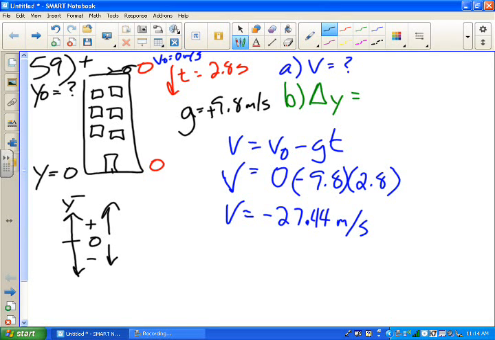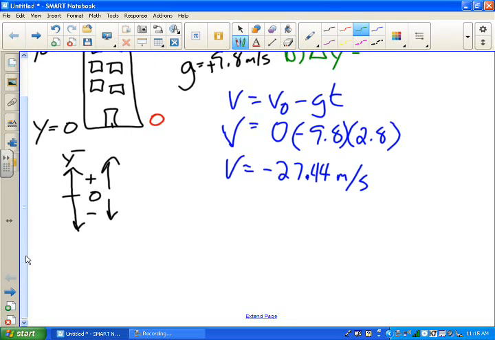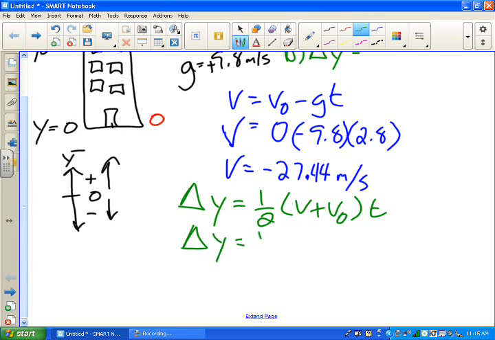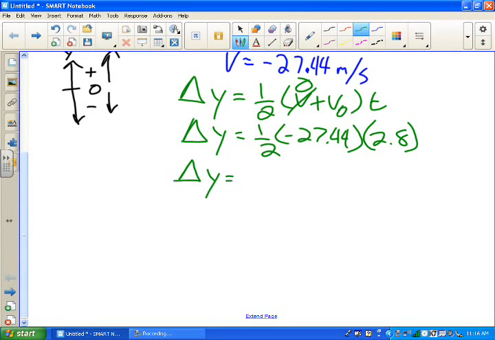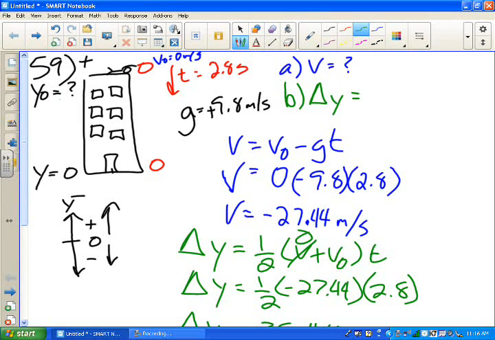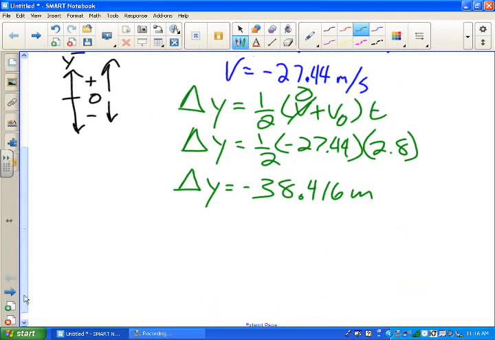For part B, we're asked to find the height of the building, which is delta y. So now that I know the final velocity, I know the initial velocity, I know the acceleration due to gravity, and I know the time, I look at my kinematic equations for free fall and see which one will help me determine that. So if you look, you'll see that there's one equation I can use, and we want to be careful, but if I say delta y is equal to 1/2 times v plus v naught times t, after I plug in all the numbers, I have everything I need, which is 1/2 times negative 27.44 times 2.8. That gives me a negative 38.416 meters.